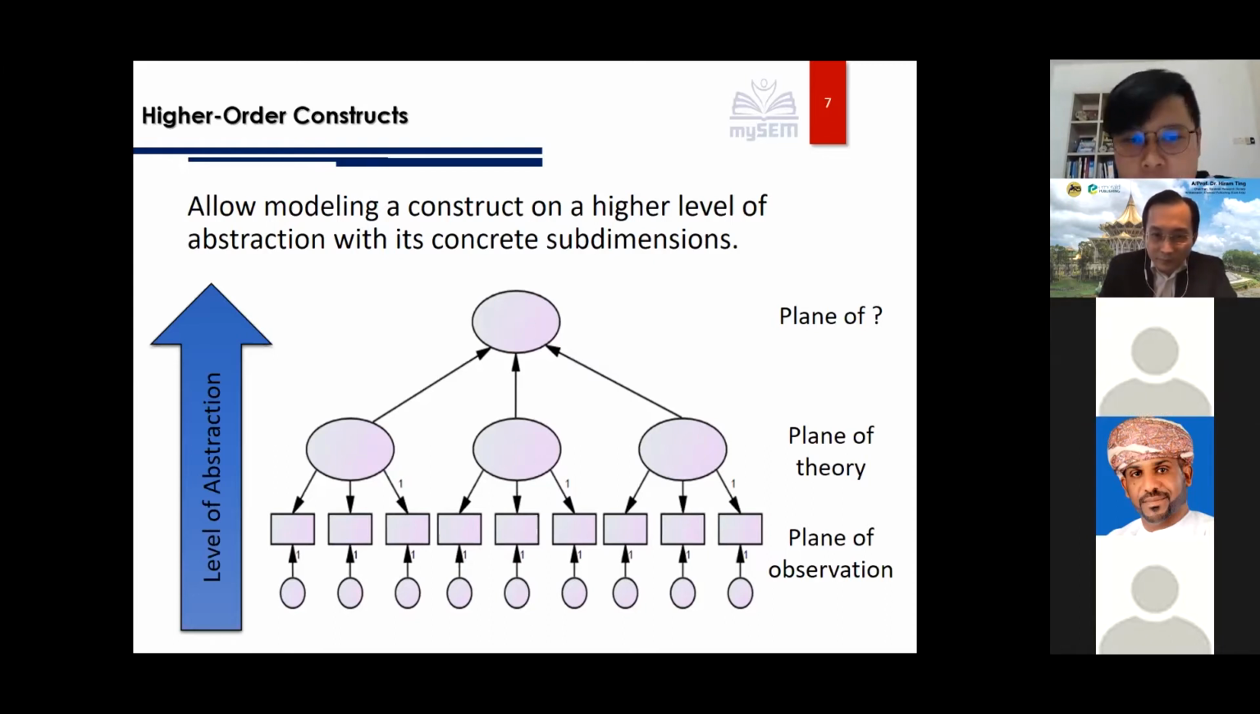So higher order construct, as you can see, allows modeling a construct on a higher level of abstraction with its concrete subdimensions. In other words, to take it very simply, I use marketing mix. When we talk about marketing mix, we have the 4P: price, place, product, and promotion. If you want to measure marketing mix, you need to have these concrete subdimensions. And these concrete subdimensions will represent the 4P, and the 4P will form the higher abstraction of the concept that we call the marketing mix. As you can see, there's a higher level of abstraction going up to the second order construct. Therefore, you need to have a strong fundamental observation of measurement theory. From there itself, when there's a nomological validity behind that dimension to form a second order construct, therefore, you will have your higher order construct.